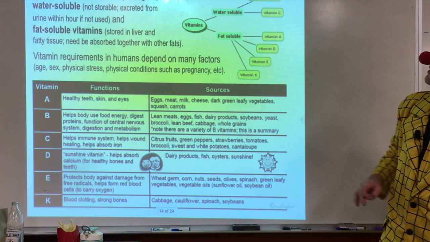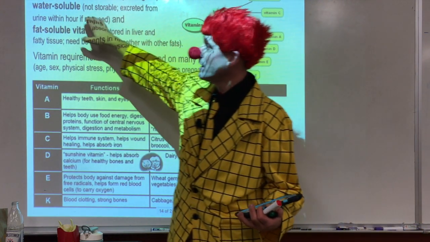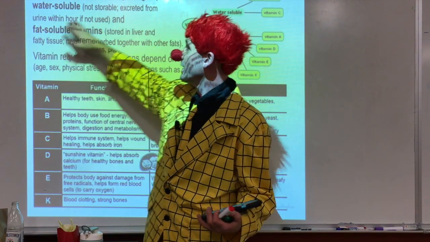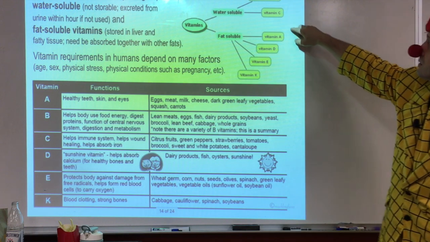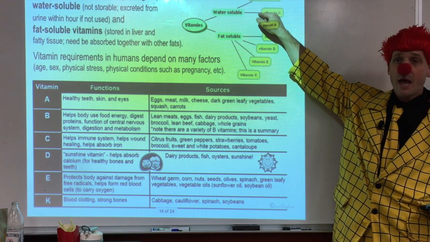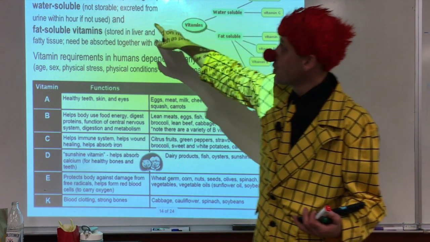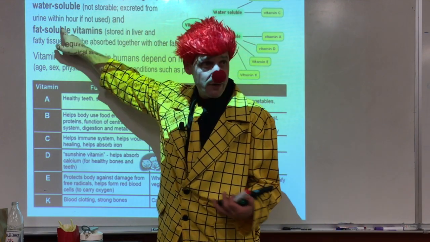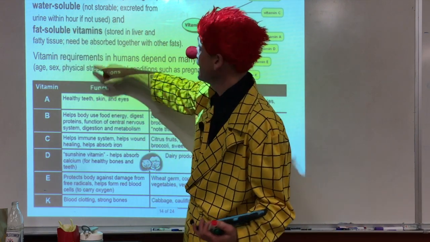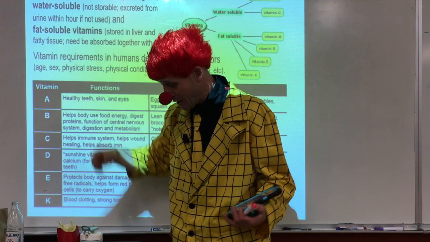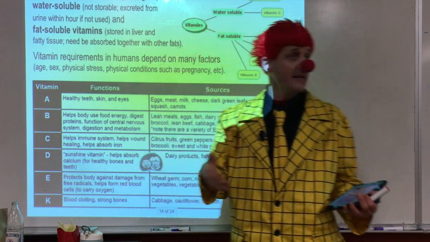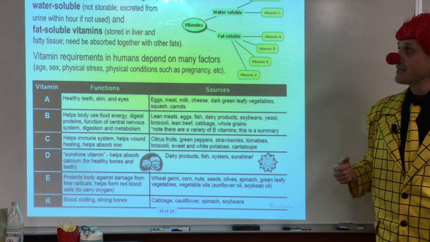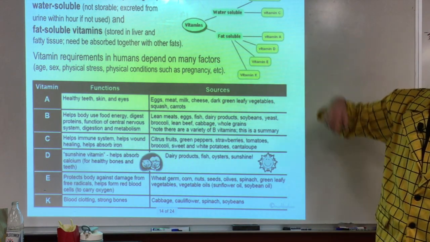So when we look at the vitamins, we have water-soluble vitamins and we have fat-soluble vitamins. The water-soluble vitamins are like your vitamin B's and your C vitamins, and they are not stored. You will excrete them in urine within an hour if not used. So you want to keep eating fruity stuff throughout the day a little bit, because you're going to pee them right back out.